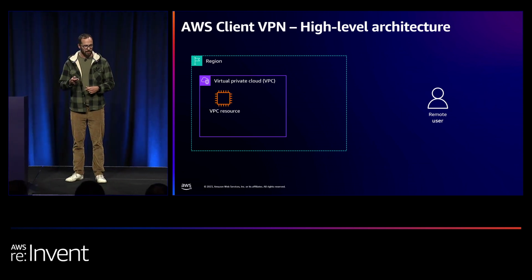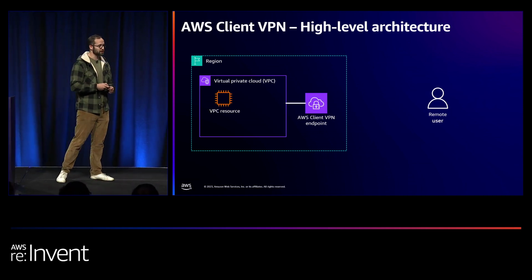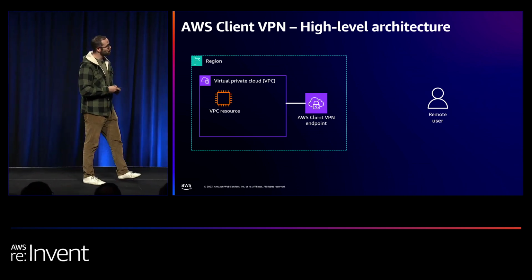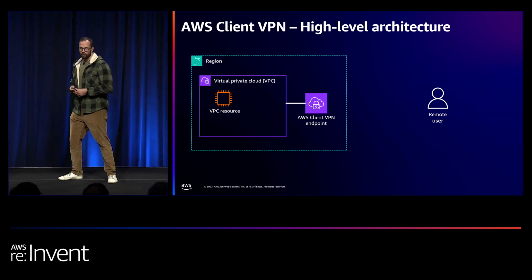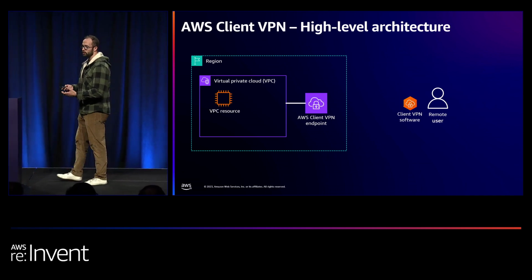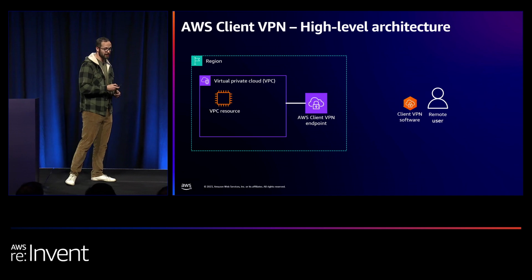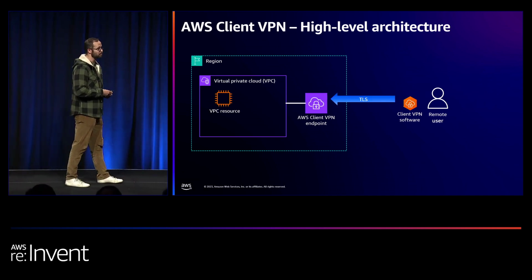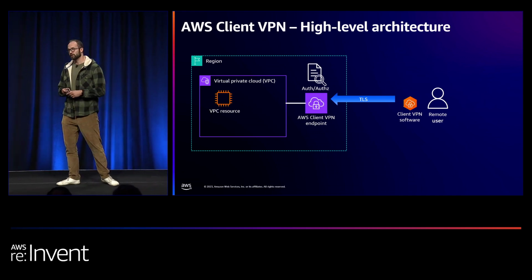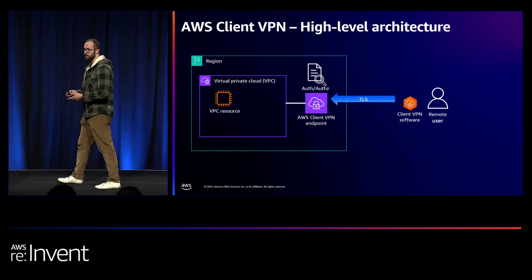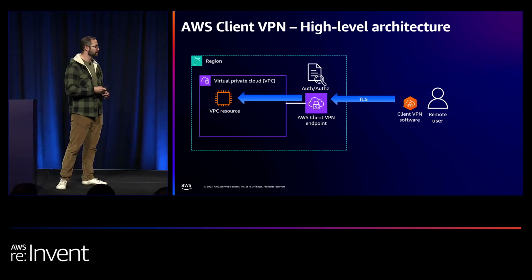And then if we want to allow our remote user to have access to those resources, we need to provision an AWS Client VPN endpoint and then associate that endpoint with our VPC. We then have to make sure that the user has appropriate software on the machine to be able to establish a TLS connection to the Client VPN endpoint, at which point we'll do authentication and authorization to validate if the user is permitted to access the resources that they're going to. And then if they're permitted, we'll pass the traffic along to the destination.